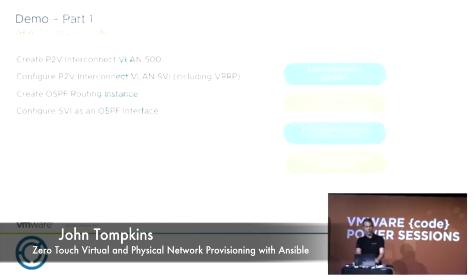So, first part of the demo here is the physical side. We're going to create VLAN 500 on my switch. I'm going to create the SVI, configure the VRRP, and the OSPF for that.